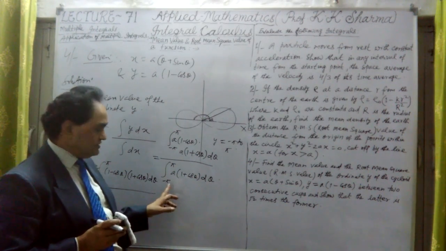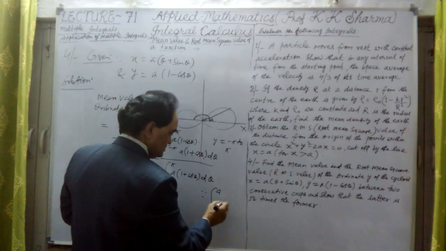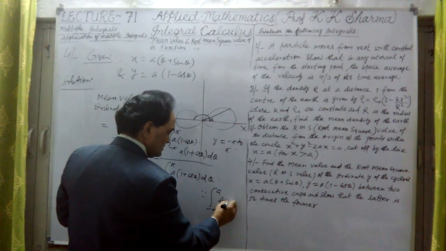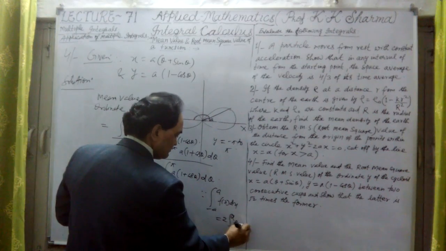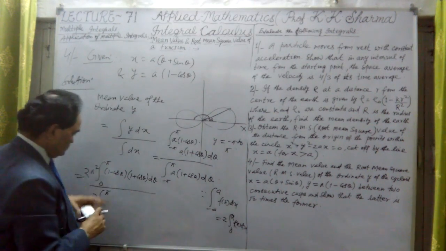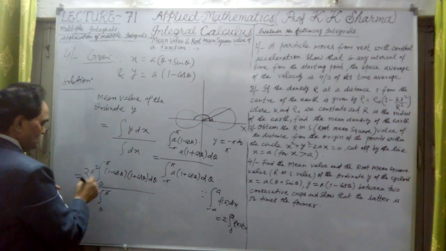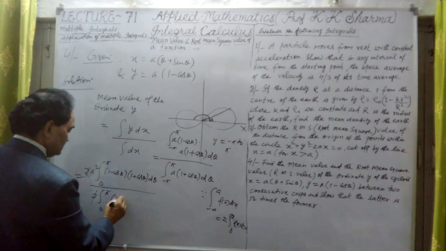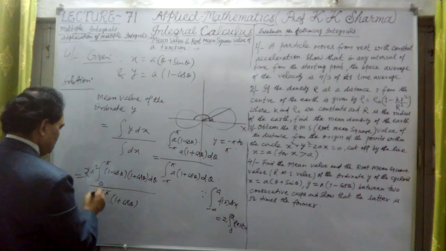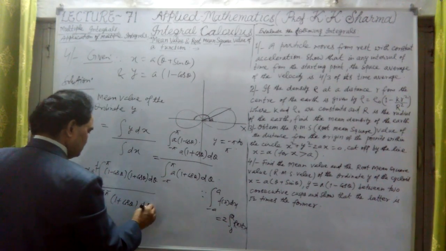This is from the definite integral formula: if the limits are minus a to plus a, then the integral of f(x) dx equals twice the integral from 0 to a of f(x) dx. We have changed the limits from minus pi to plus pi into twice 0 to pi. And here it is 1 plus cos theta, and this a is here, and the 1 cancels out, into d theta.